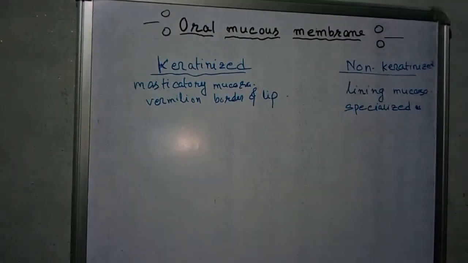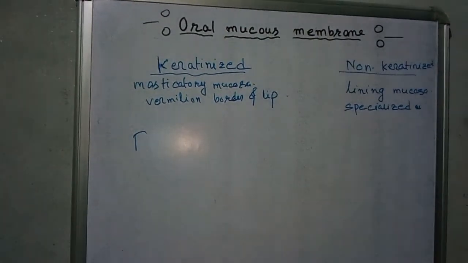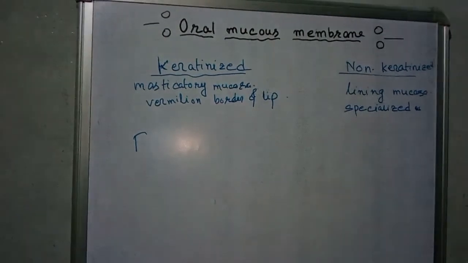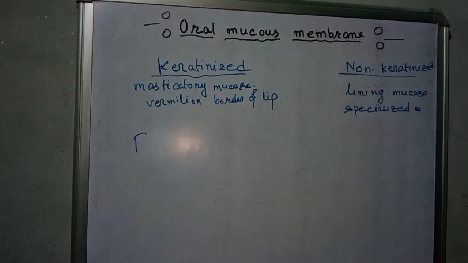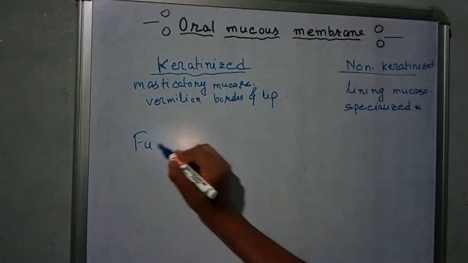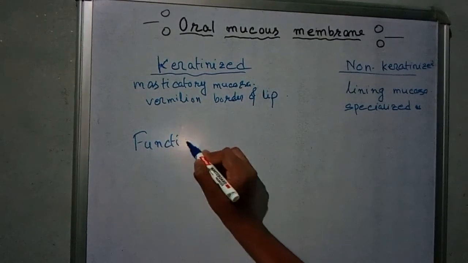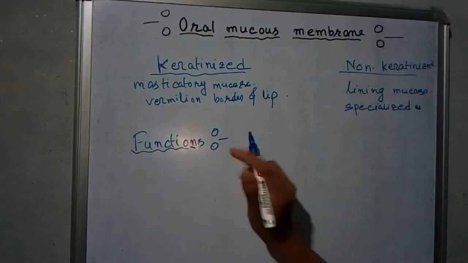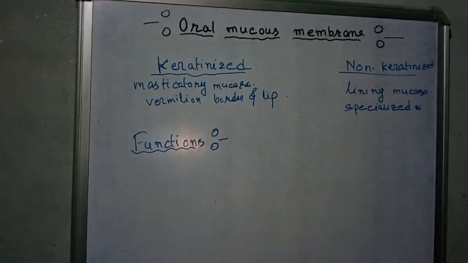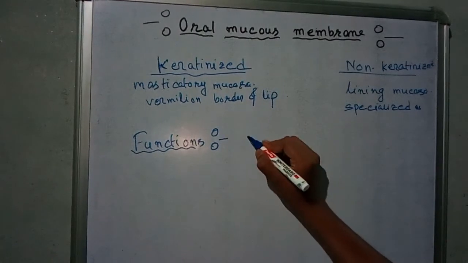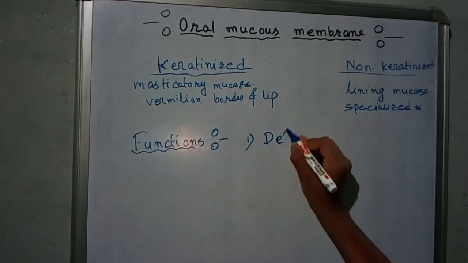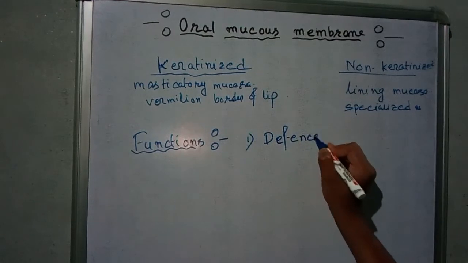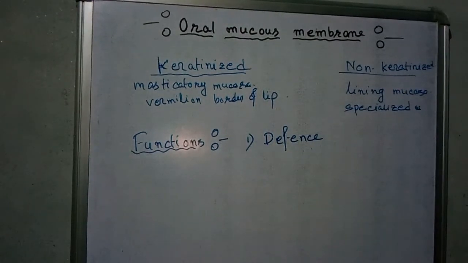Now let's talk about the functions of the oral mucous membrane. The first function, number one, is defense.